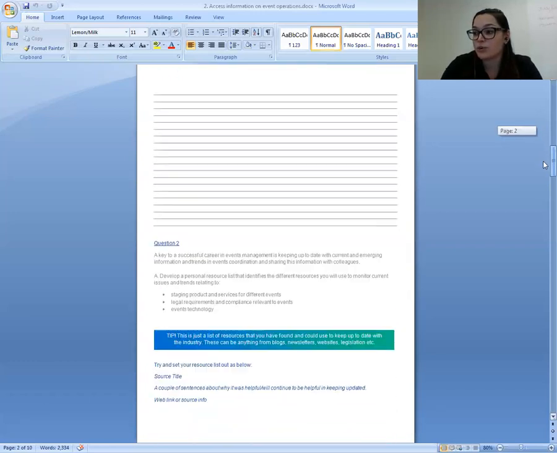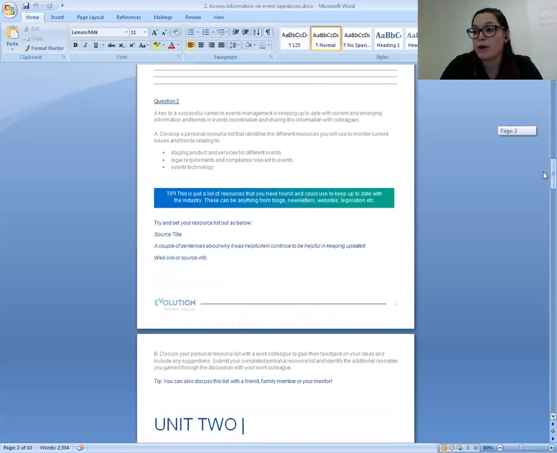Then you're going to move on to question 2, which is going to be your bibliography of the sources that you've used to research these 3 specific sectors, which you can also use from your previous question as well. So you've got your staging products and services for different events, legal requirements and compliance relevant to events, and your events technology. I've given you an example of how you need to set that out, and you just need to make sure that they're all in the specific sectors. And I would like there to be at least 9, if not more.